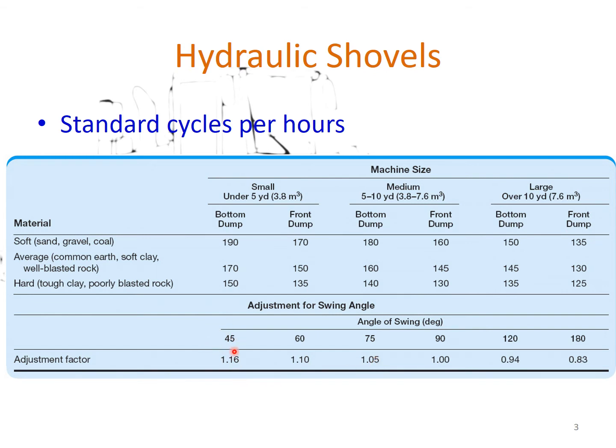If you swing a small angle, for example 45 degrees, the adjustment factor is more than 1, an increase of 16%. If you swing 180 degrees, it is reduced, with an adjustment factor of 0.83. It means we reduce compared to the standard at 90 degrees by as much as 70%. So keep that in mind when we improve the efficiency of the equipment.